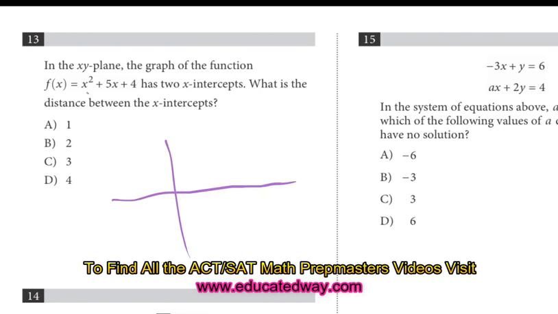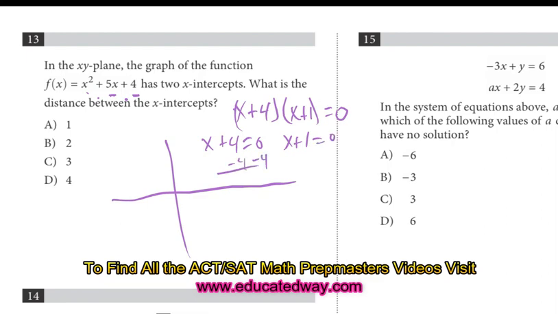So if we were to factor this, let's do that. X squared plus 5x plus 4. We need two numbers that multiply to 4 and add to 5. That would be 4 and 1. So you'd have (x plus 4)(x plus 1). You'd set this equal to 0 and solve: x plus 4 equals 0, and x plus 1 equals 0. Subtract from both sides. X equals negative 4, and x equals negative 1. Those are your two zeros.